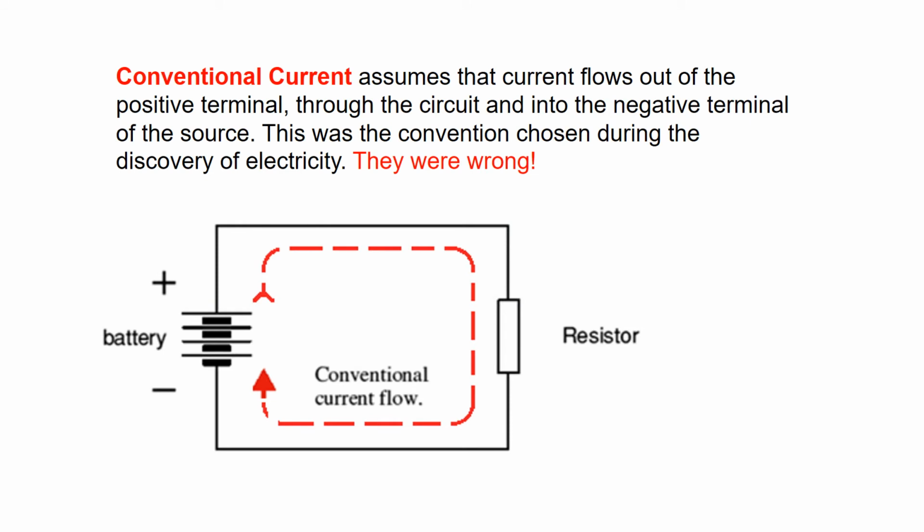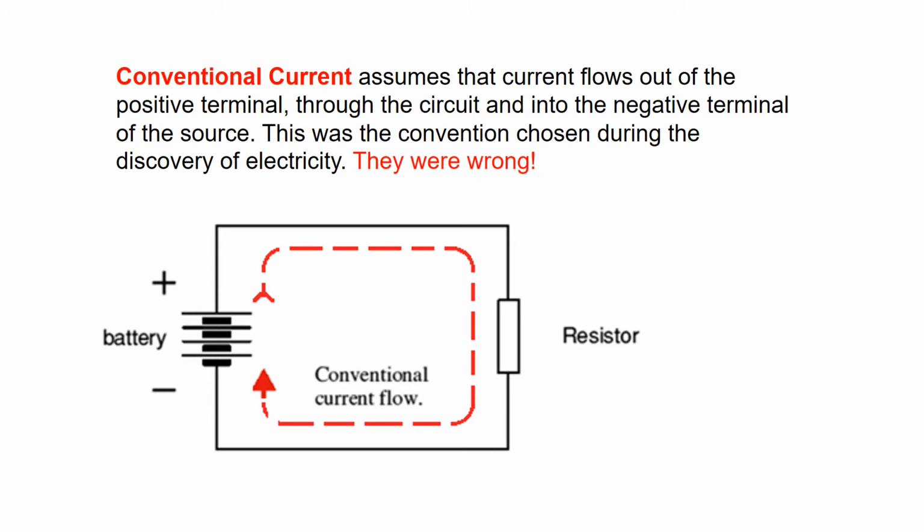So conventional current flows from the positive terminal. Actually, it was assumed in the initial days that the current flows out of the positive terminal. So it was assumed that if you have a circuit, a battery connected with a resistance or more than one resistance, then the current starts flowing from the positive terminal. This was an assumption in the earlier days.